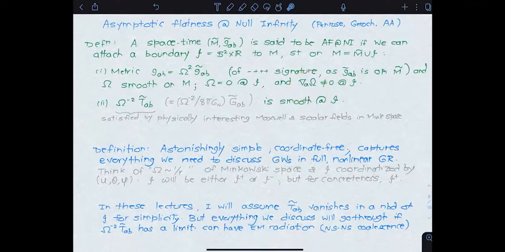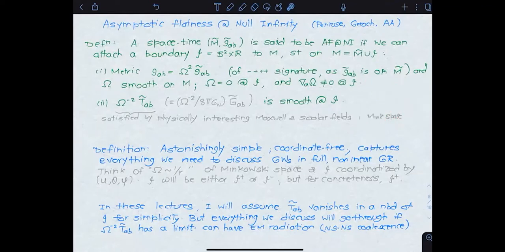So basically, we got the physical space-time. So again, like in drawing the picture as in Minkowski space, I got some physical space-time here. And I'm attaching to it some boundary, which I'm calling Scri. And on the boundary, omega is equal to 0 and grad omega is not equal to 0.